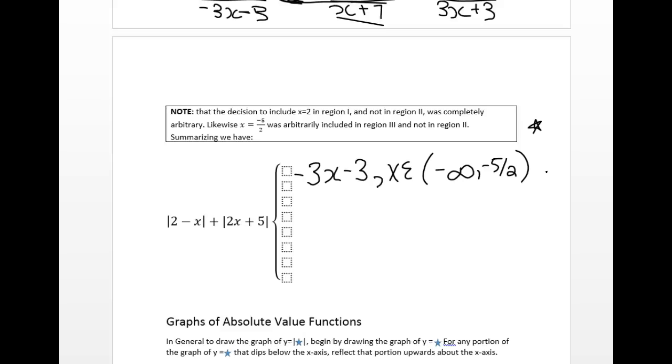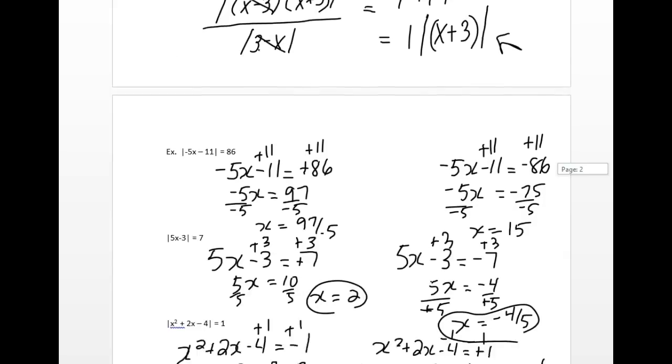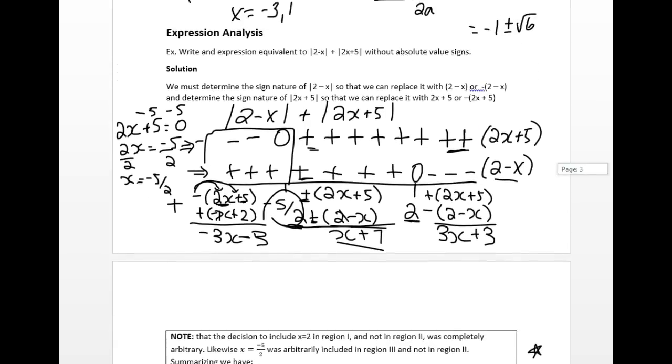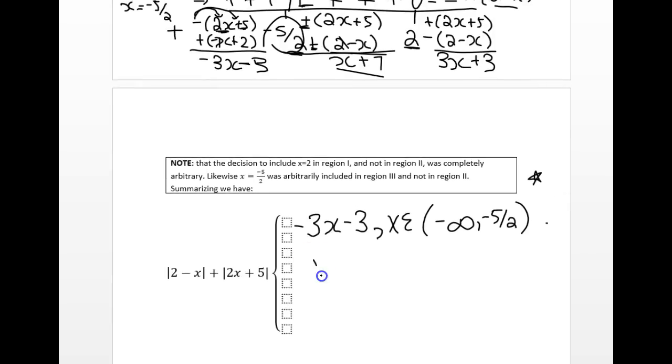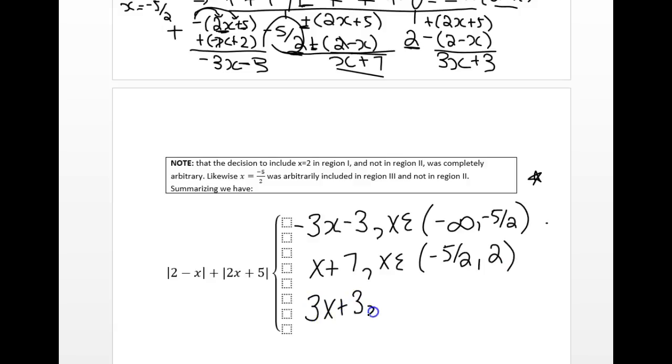Okay, our second section was x plus 7, and it went from negative 5 over 2 to 2. So we had x plus 7, and it was from negative 5 over 2 to 2. And our last section was 3x plus 3, and it went from 2 to infinity. Okay, so that is expression analysis for absolute value.